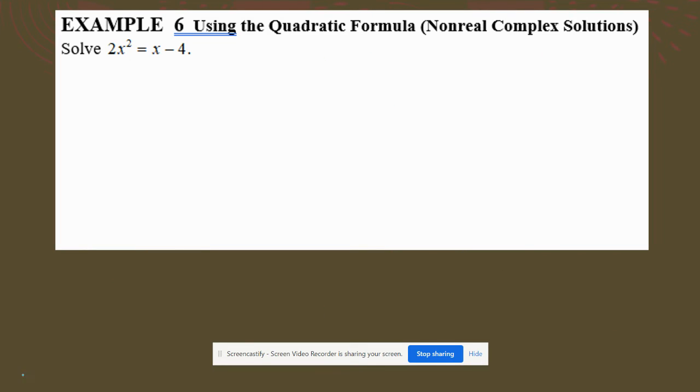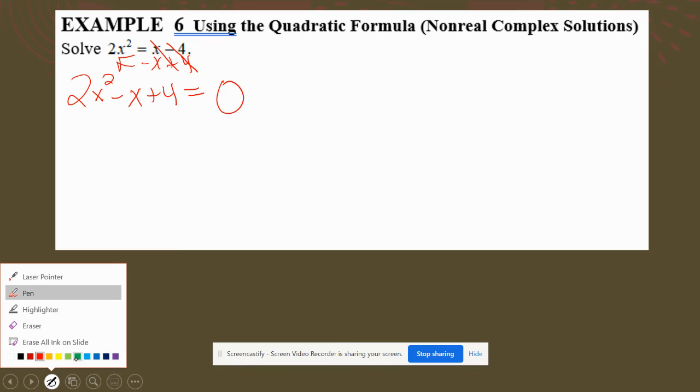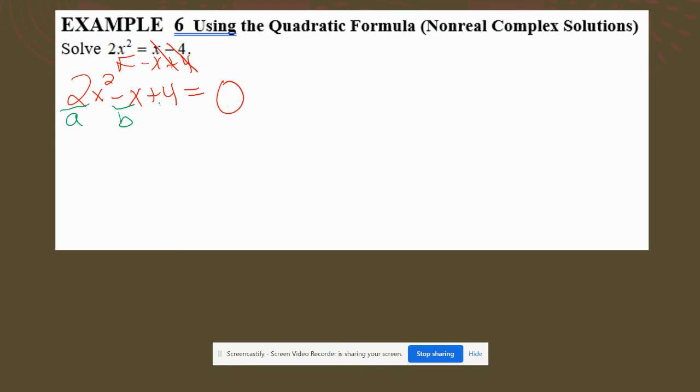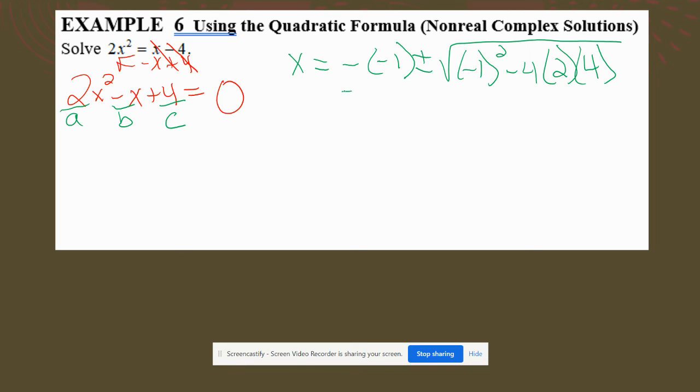All right. Same thing here. We have to start with making sure it's equal to 0. So I'm going to subtract the x and add the 4 over here to the left. So that's 2x squared minus x plus 4 is equal to, all of that adds to 0. Now that it's equal to 0, I have a, b, and c. So x is equal to negative, b is negative 1, plus or minus the square root of negative 1 squared minus 4 times 2 times 4, all over 2 times 2.